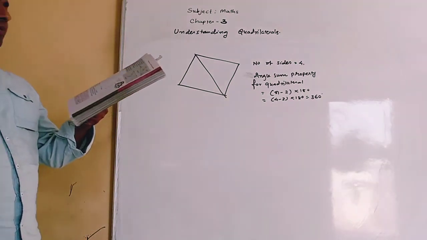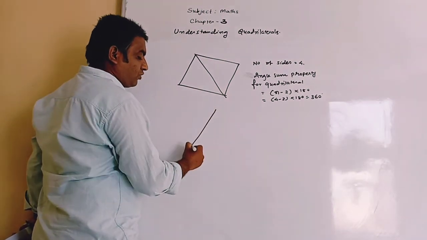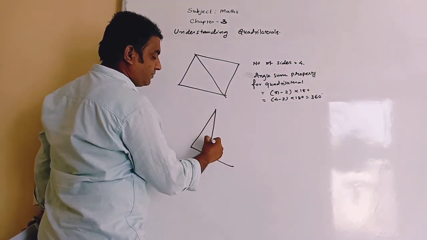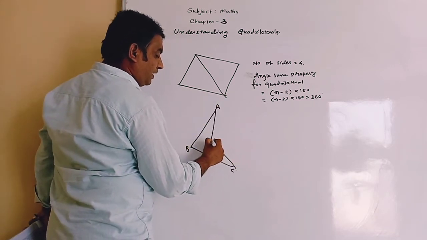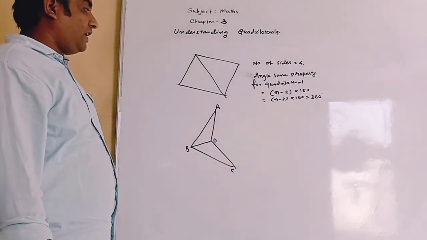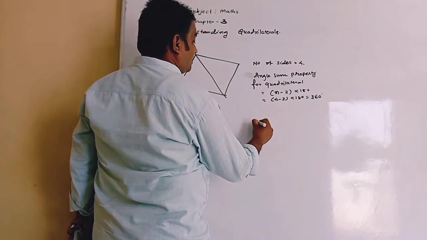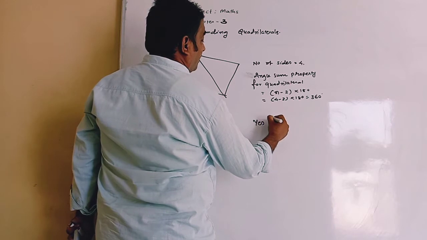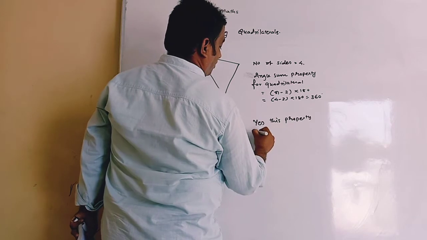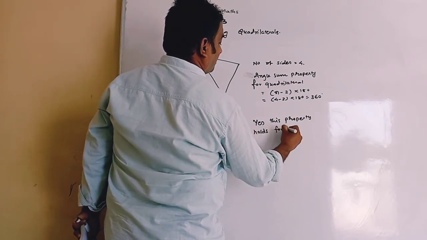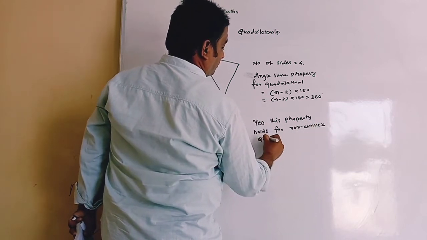Now the next, will this property hold if the quadrilateral is not convex? So the quadrilateral is not convex, so we can draw a concave quadrilateral this way. Then again we draw one diagonal BD and it is divided into triangles only. And so for that also we can say that 2 into 180 is 360. So we can write that yes, this property holds for non-convex quadrilaterals also.